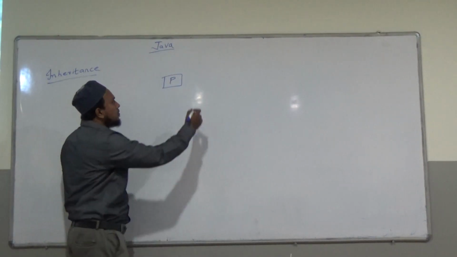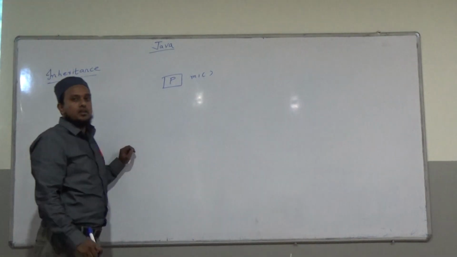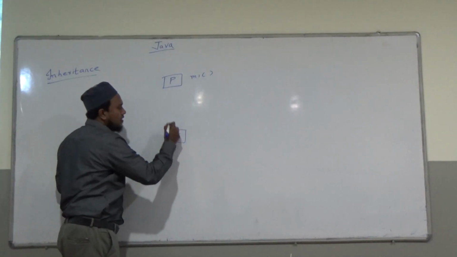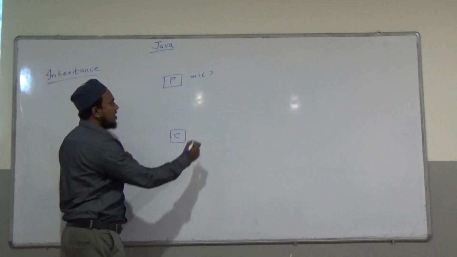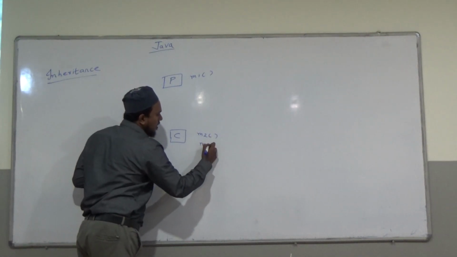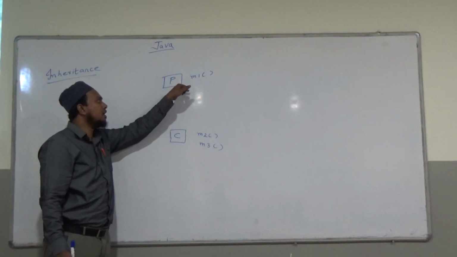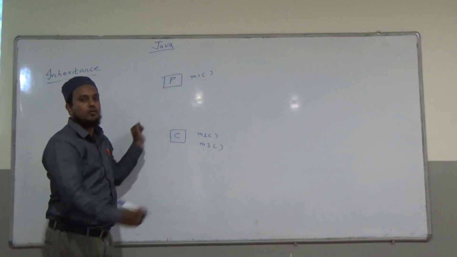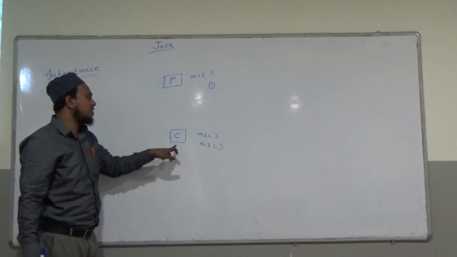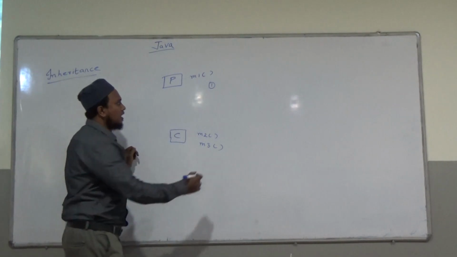Parent, for example, has one method called M1 method. There is one more class, for example C, the child class. This child class has methods called M2 method and M3 method. Now clearly we can see, in parent class how many methods are there? Only one method. Whereas in child class how many methods are there? Two methods, M2 method and M3 method.